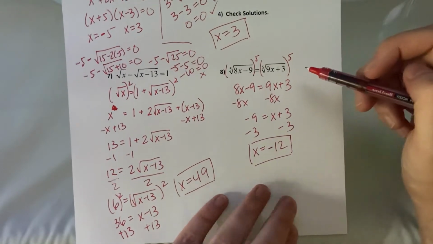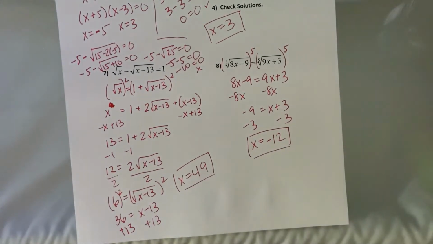These are the ones you like to see more than the others because they're the easiest. They require less work. Particularly the odd roots, you don't even have to check your answers.